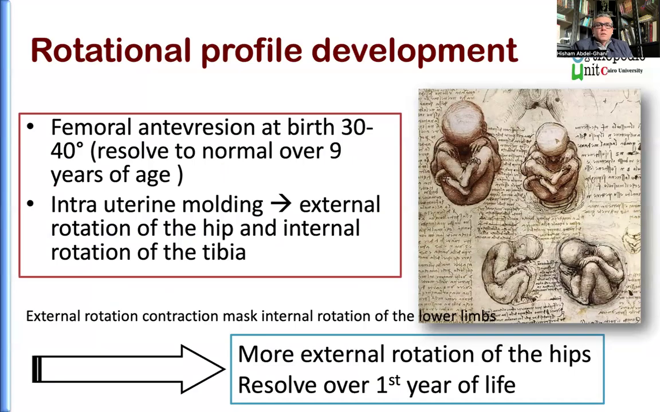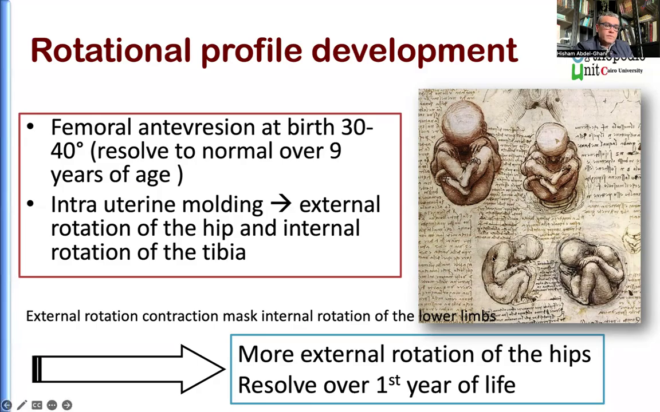How does this rotation profile develop? Usually we are born with extreme increased femoral anteversion. The femoral neck anteversion is about 40 degrees at birth and continues to decrease later on along the age up to 9 to 10 years.